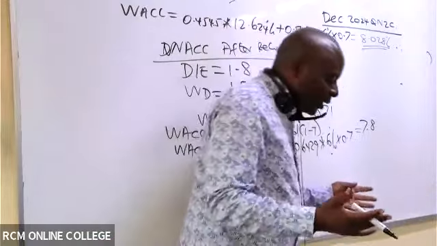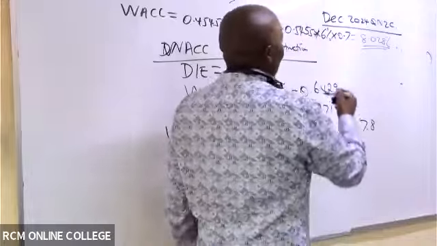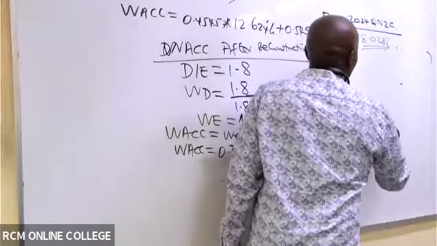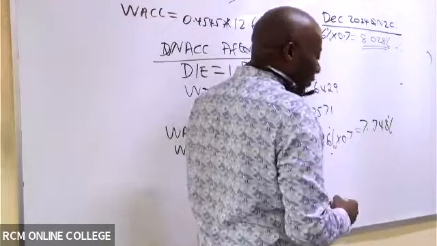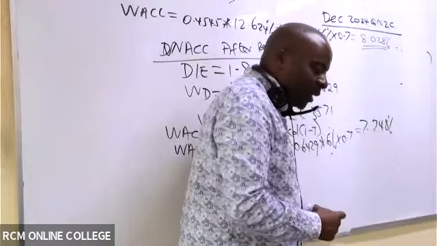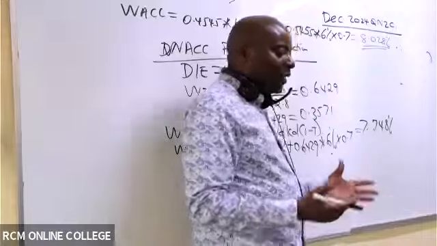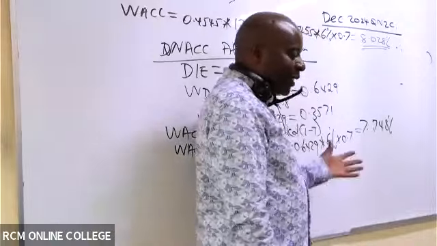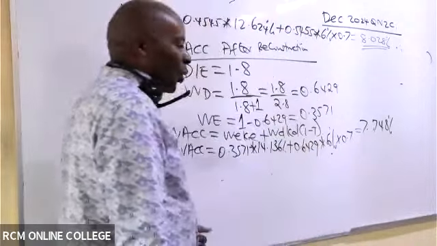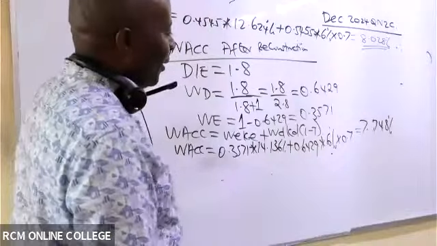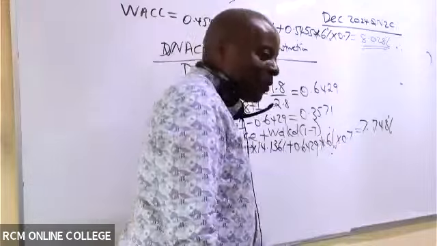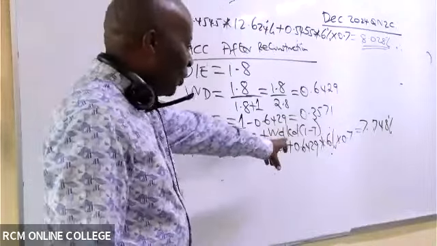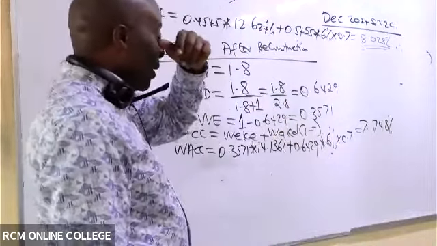So the answer is 7.748. Walter Omwega, you have 9.8. It's too high. You must have missed something, because some students multiply everything by 0.7, and that 0.7 is supposed to touch only the cost of debt term. So just move slowly.